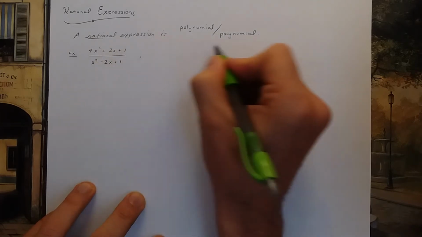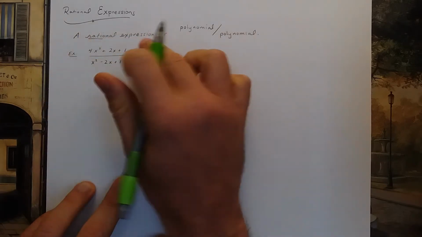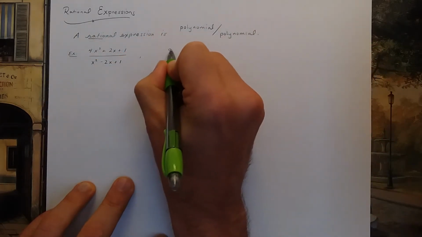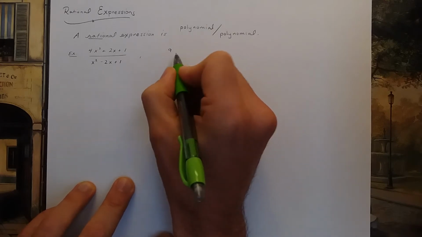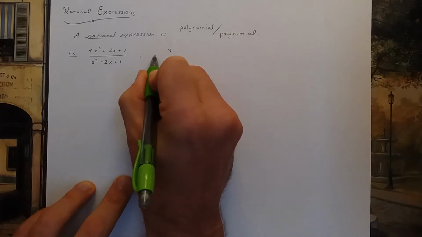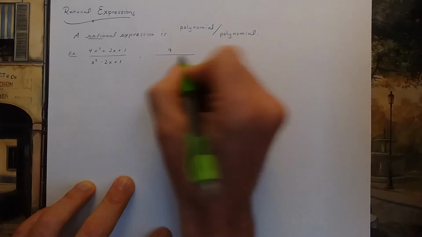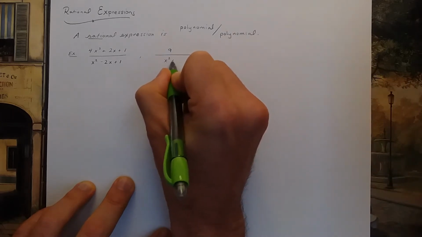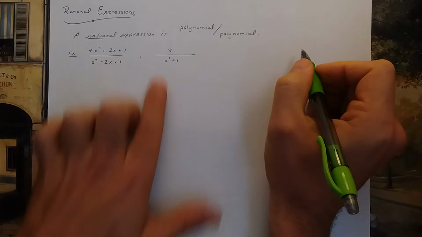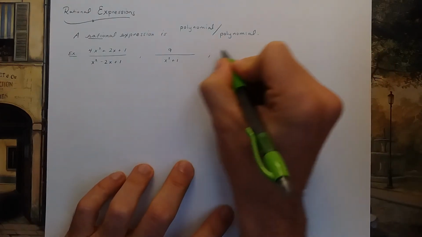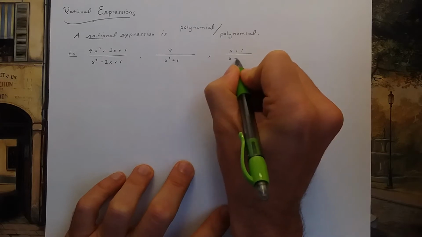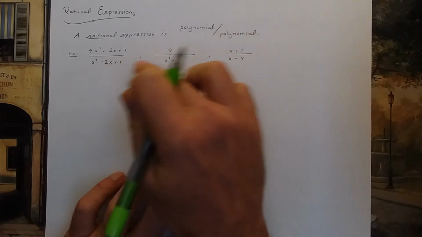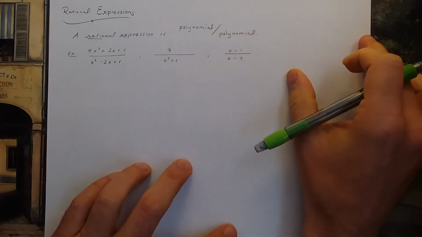Let's do another example or two of rational expressions. I could have 9. 9 is a polynomial. It just has a degree 0. No x's at all, but 9 counts technically as a polynomial. And I could divide by x squared plus 1. There's another rational function. And how about x plus 1 over x minus 4? So here are 3 rational expressions.